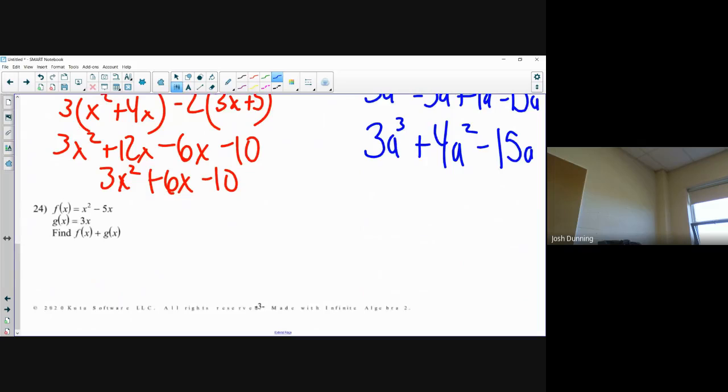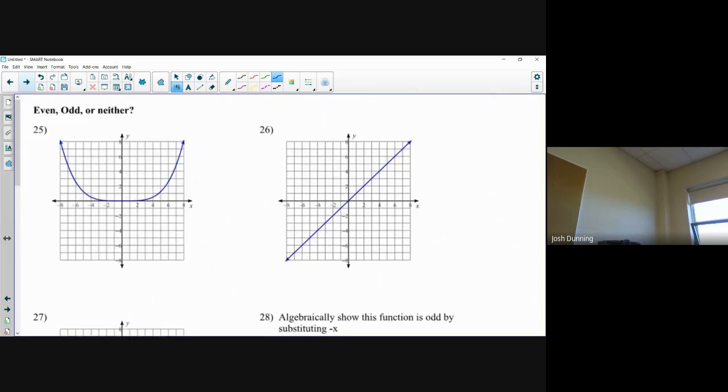Find f plus g. Well, hey, that's easy. F is x squared minus 5x. G is 3x plus that. There we go. -5 plus 3 minus 2x. Okay.